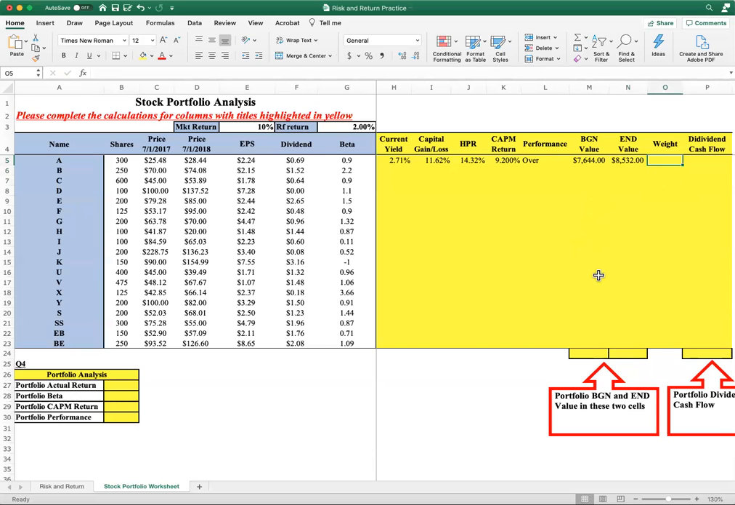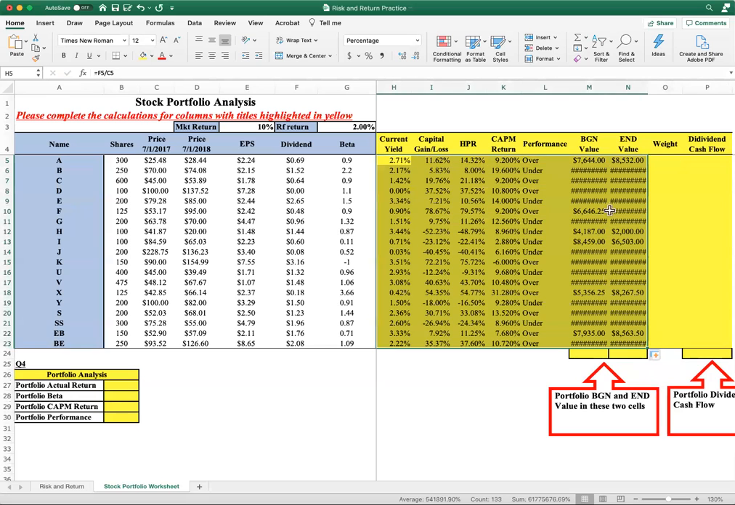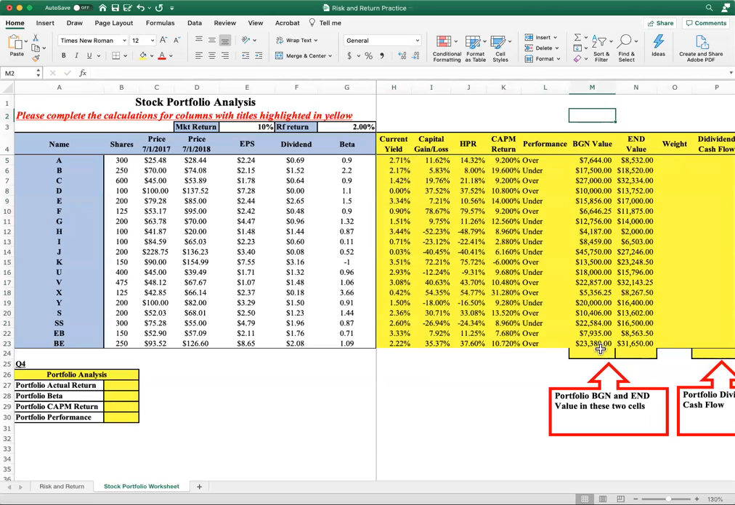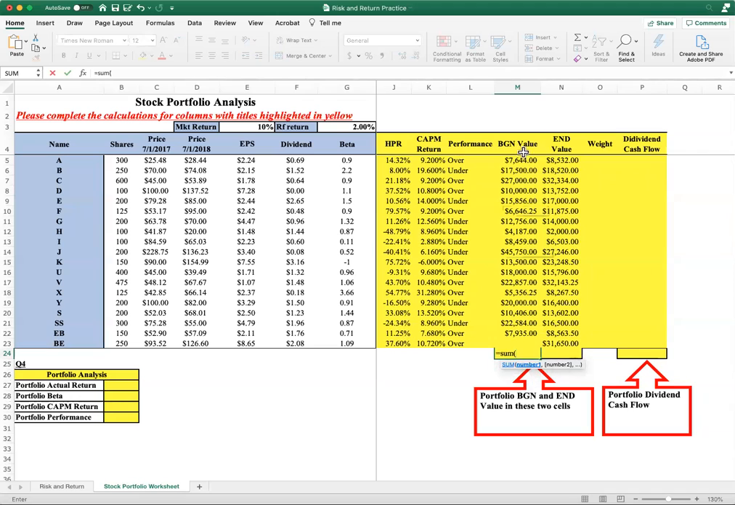What is the weight? Well, if you want to know the weight, you first got to calculate everything, right? So now we have these calculations for stock A. We can simply drag this down, okay? So now immediately we have the calculation for everything. And of course, this is the portfolio sum. Remember, if we want to calculate the portfolio return, let me move to the right. That's going to be the sum of everything here, from M5 to M23.